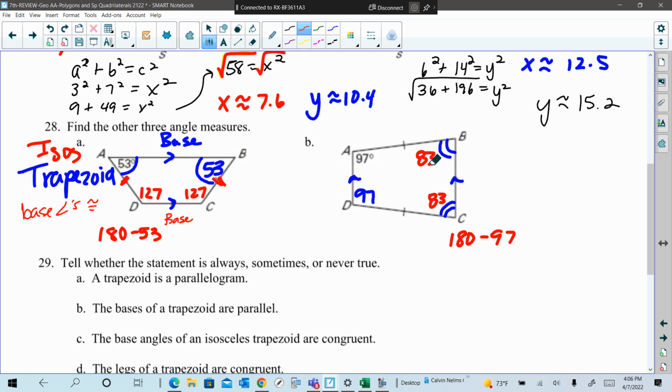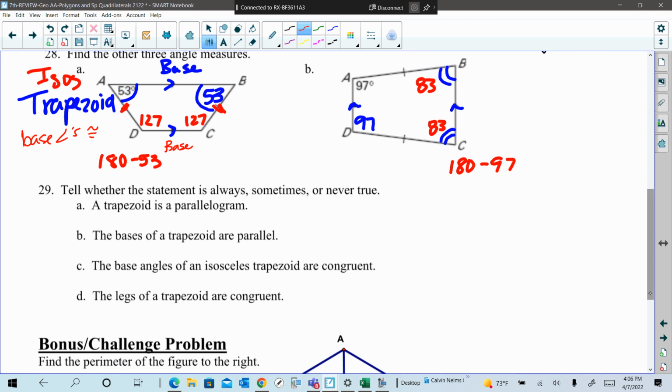Okay. And then for this last section here, it says tell whether the statement is always, sometimes, or never true. It says a trapezoid is a parallelogram. That is never. A trapezoid can never be a parallelogram because a trapezoid only has one pair of opposite sides right here parallel, where a parallelogram has two pair. Okay. The bases of a trapezoid are parallel. That is always. It's part of its property, its relationship, its definition.